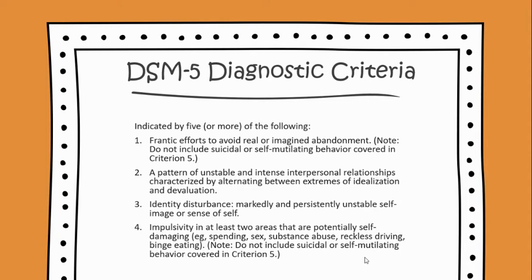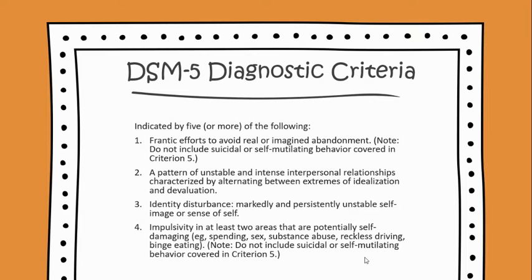DSM-5 Diagnostic Criteria. BPD is indicated by 5 or more of the following. 1. Frantic efforts to avoid real or imagined abandonment. Do not include suicidal or self-mutilating behavior covered in Criterion 5. 2. A pattern of unstable and intense interpersonal relationships characterized by alternating between extremes of idealization and devaluation. 3. Identity disturbance. Markedly and persistently unstable self-image or sense of self.